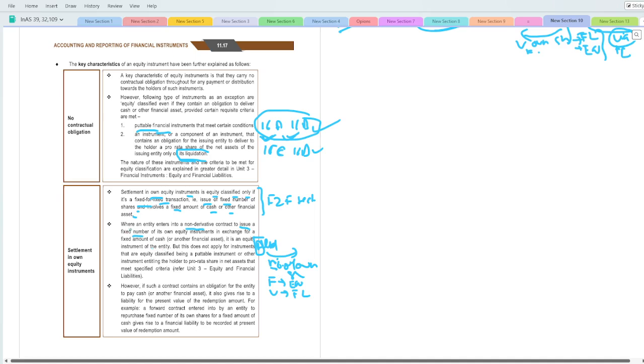So just reading it again, where an entity enters into a non-derivative to issue a fixed number of, to issue, so that means the outflow here, fixed number of its own equity instrument in exchange for the fixed amount of the cash. So that means your inflow is the fixed amount of the cash, ठीक है, ये कैश आ रहा है यहाँ पे, so it is an equity instrument, but this does not apply for the instruments that are equity classified being a puttable.